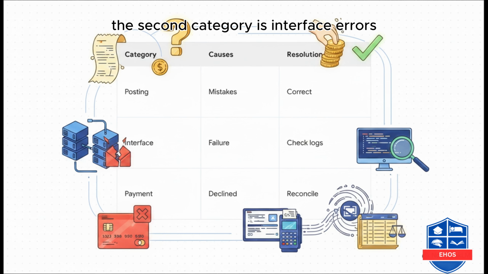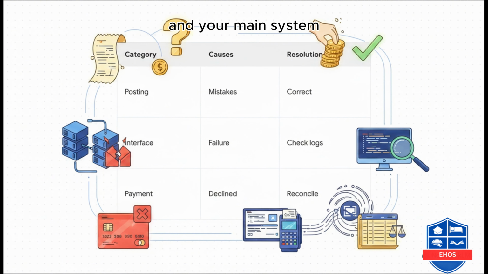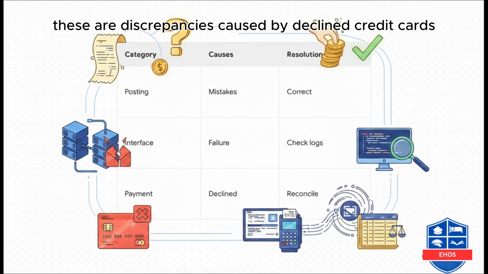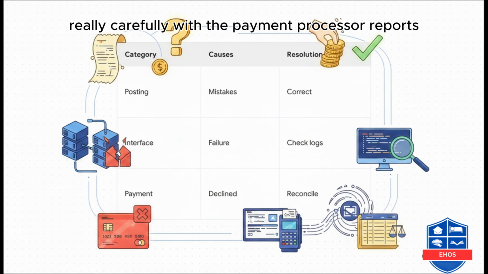The second category is interface errors. This one is purely technical, basically a failed data transmission between peripheral systems and your main system. Your focus shifts here to checking IT logs and coordinating with support. And the third category, payment errors. These are discrepancies caused by declined credit cards, incorrect payment postings, or timing differences between systems. Effective troubleshooting here requires you to verify the transaction details and reconcile them really carefully with the payment processor reports.